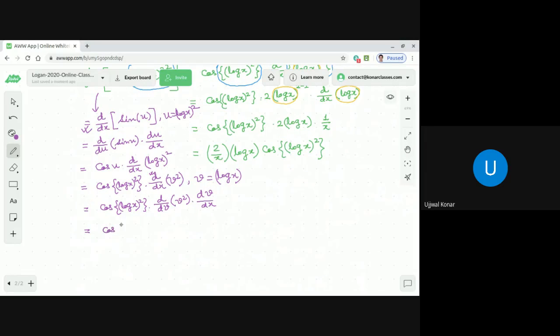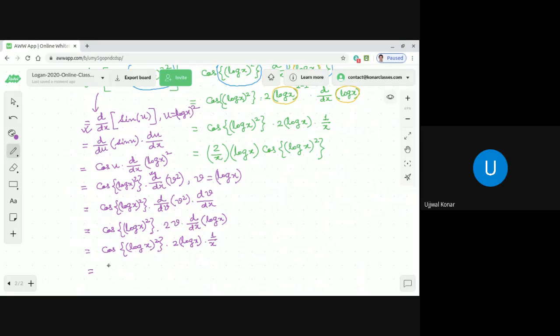We can write cos of log x whole square into d dv of v square, which is equal to 2 into v, into d dx of v, and v is nothing but log x. So we can apply all these values: cos of log x whole square into 2 into v, what is v? log x. 2 into log x. And d dx of log x, by means of formula, is 1 by x. Same thing we get.